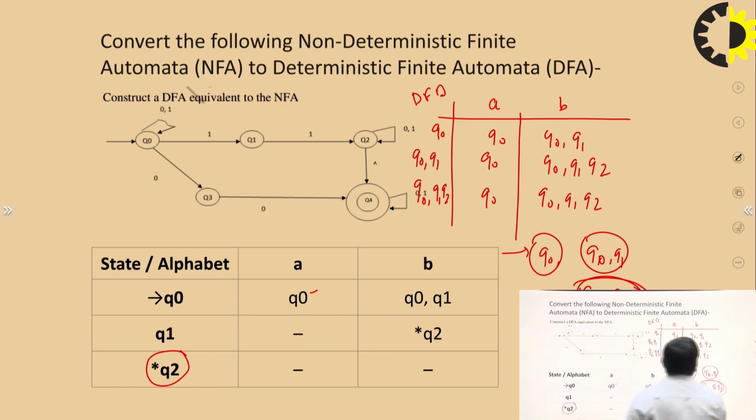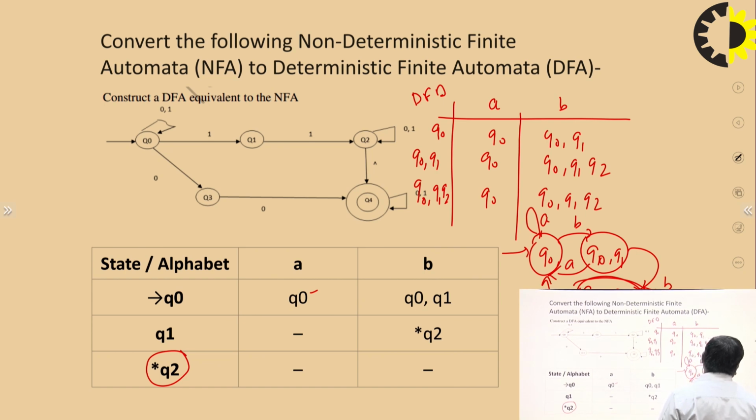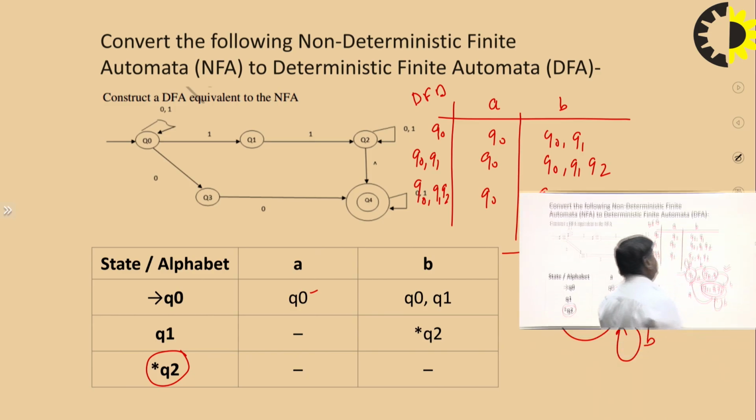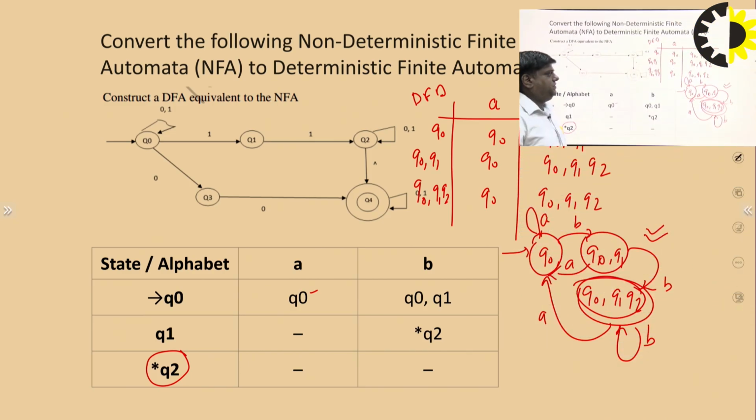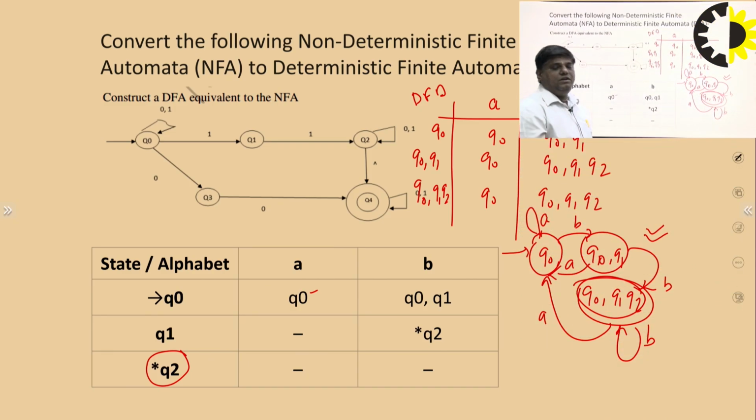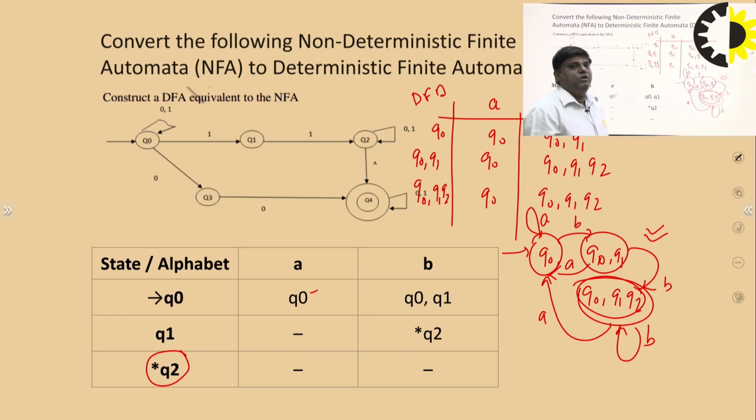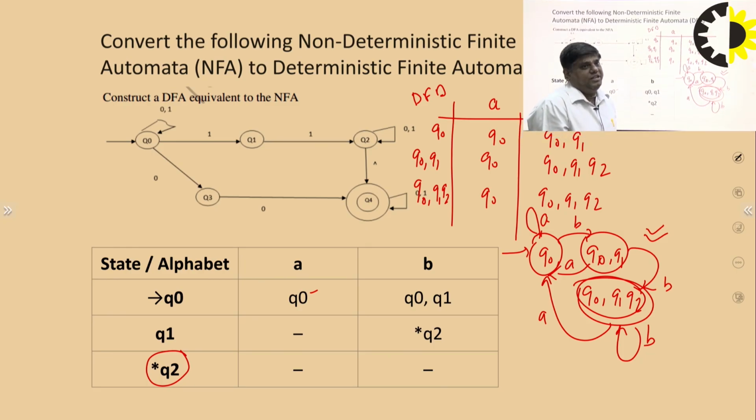Now Q0 on A, and here on B. Now Q0 Q1, on A, and here on B. Now here is A and here is B. So this is the DFA of this NFA. So very simple steps, and we follow them for any NFA to DFA.